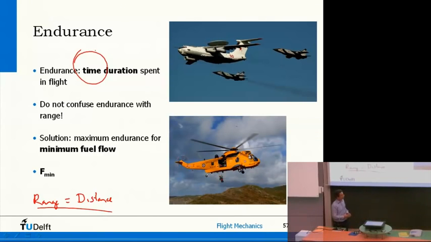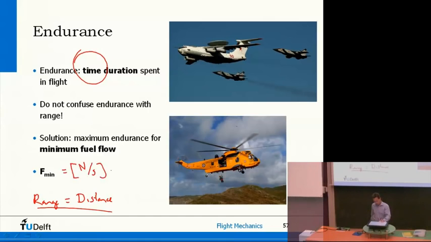So fuel flow is basically defined as newtons per second or kilograms per second of fuel. If you have a given amount of fuel on board, then minimizing fuel flow simply means that you're maximizing endurance. So you just want the fuel flow to be at the minimum. Pretty straightforward.